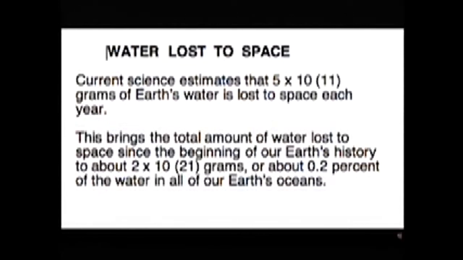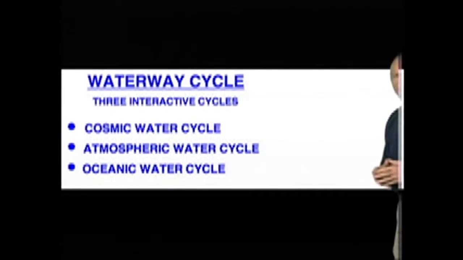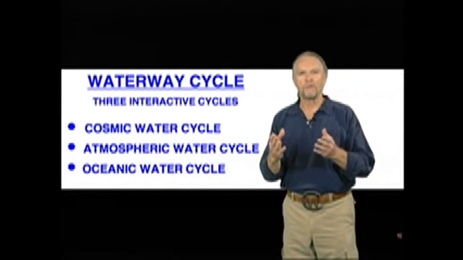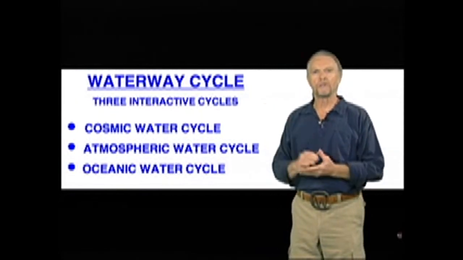Current science estimates that 5 times 10 to the 11th grams of Earth's water is lost to space each year. This brings the total amount of water lost to space since the beginning of Earth's history to about 2 times 10 to the 21st grams of water, or about 0.2% of the water in all of Earth's oceans. So what does this say? We are losing water to outer space, and we are gaining water from outer space.